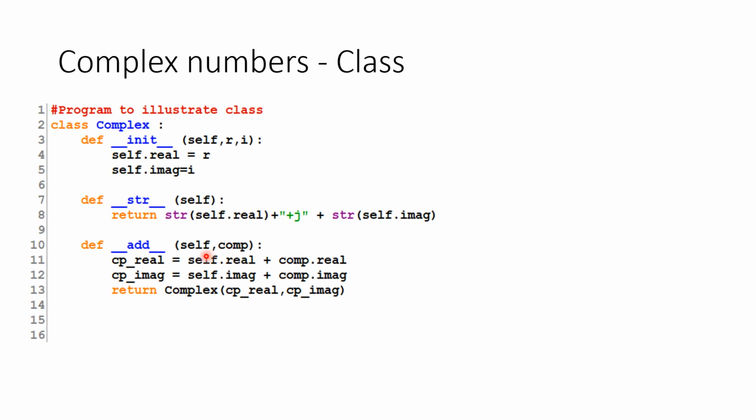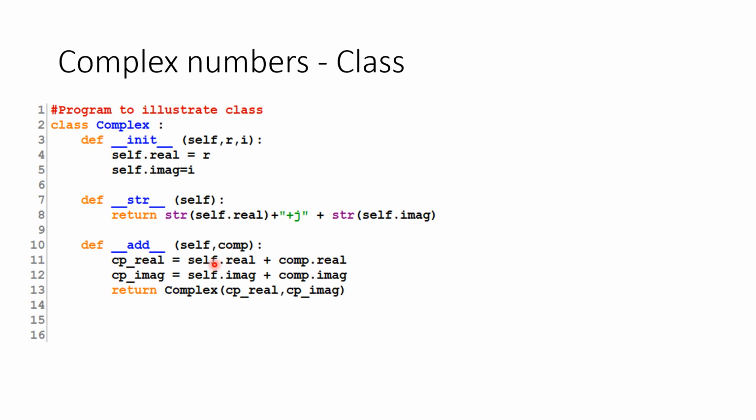Now where will the complex numbers be? The complex numbers will be in objects. For each complex number, one object will be there. So there is one object called self, which means the object that is invoking this add method is referred to as self. In addition to that, we'll have one more object called comp, which will have the operands for the second complex number.